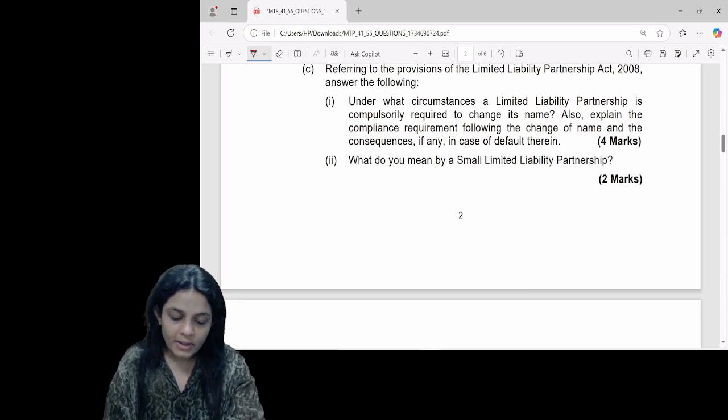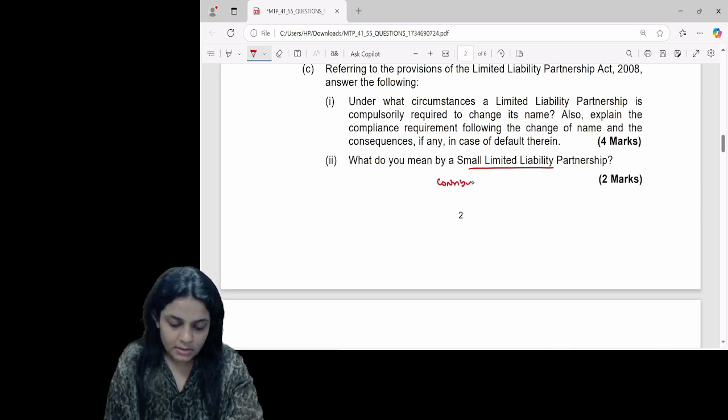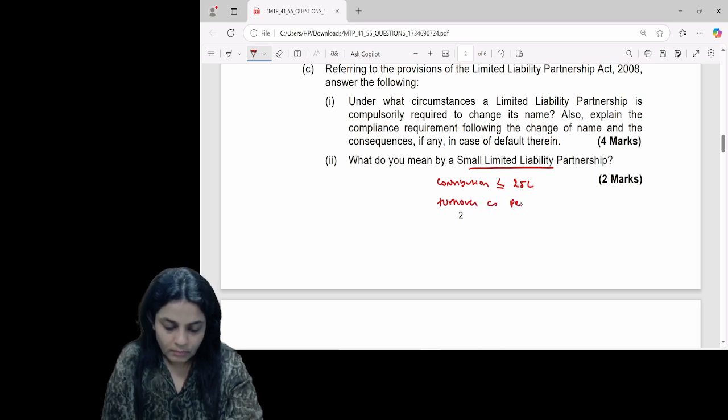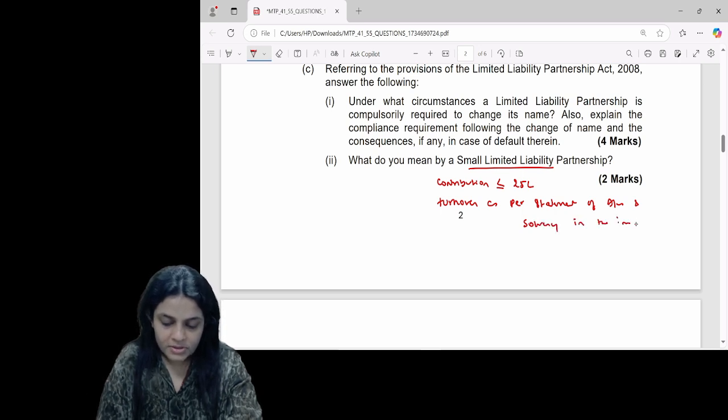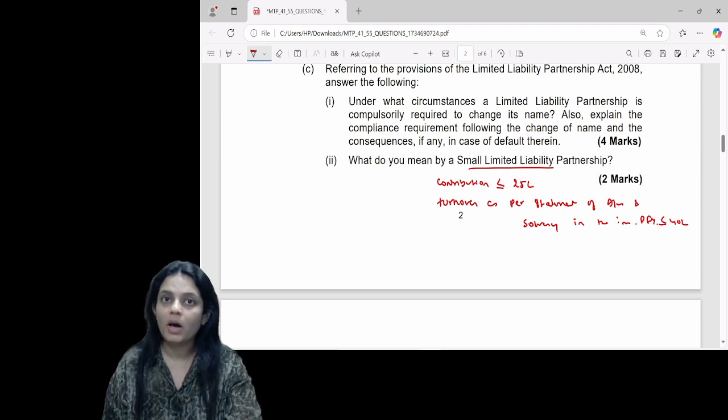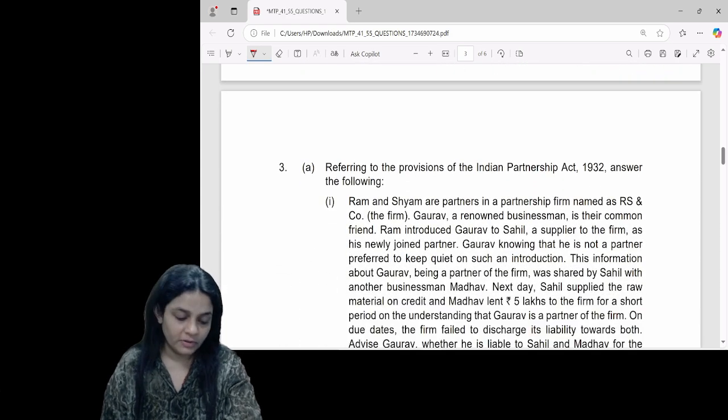What do you mean by small LLP? Where the contribution of the partners does not exceed 25 lakh and the turnover as per the statement of accounts and solvency in the immediately preceding financial year does not exceed 40 lakh, then you are a small LLP. Both conditions must be fulfilled.